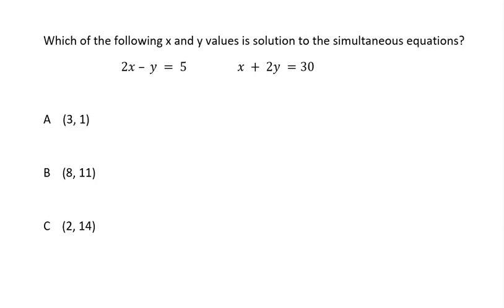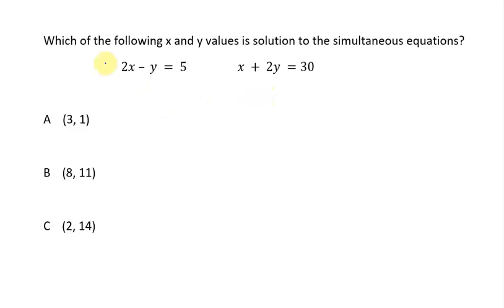This question asks us which of the following x and y values is a solution to the simultaneous equations 2x minus y equals 5, x plus 2y equals 30. Because both of these equations have two variables, they both have an infinite number of solutions, but we're looking for the one solution that satisfies both of the equations, that makes them both true.